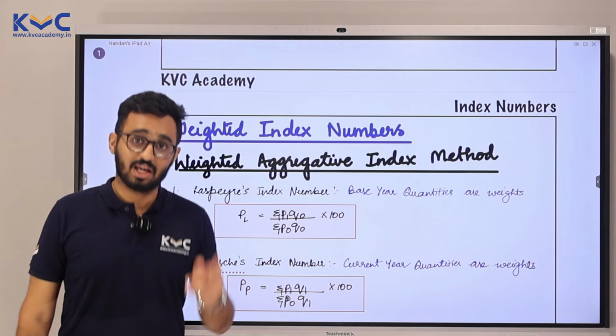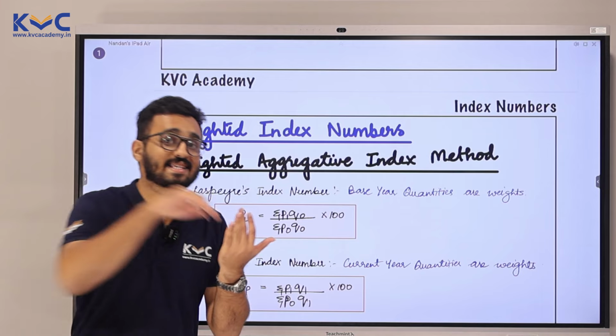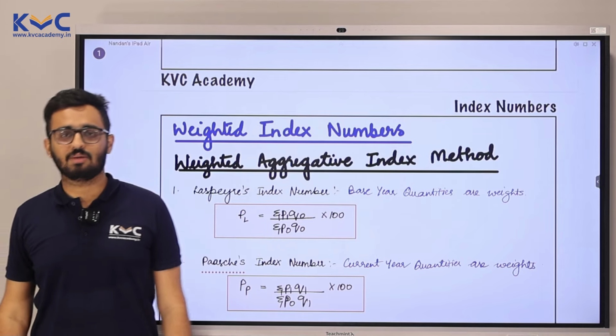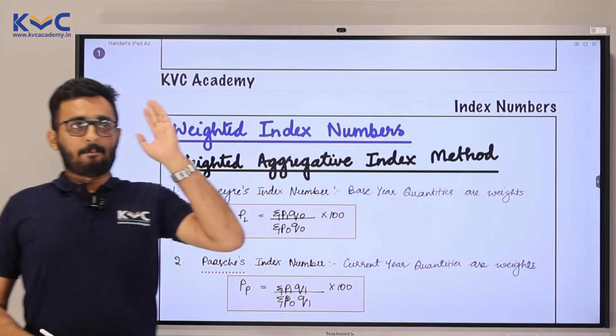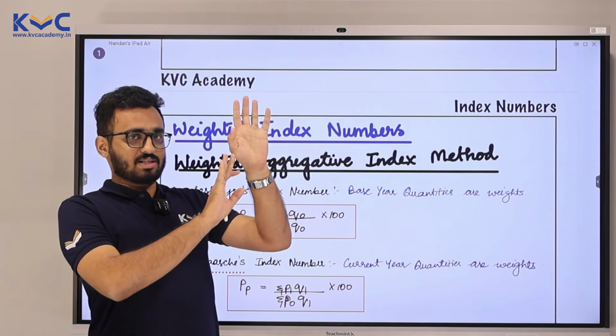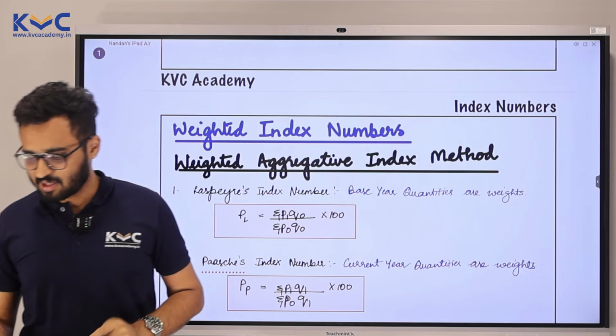But we need a weight. Correct? These are weighted index numbers. So we are going to assign weights. You tell me what will be the weights that we can give. We can say price of current year, price of base year is there. If we multiply with the quantities, then probably this will consider the weights. So whatever we get will make sense. Correct? So that is the logic behind this.